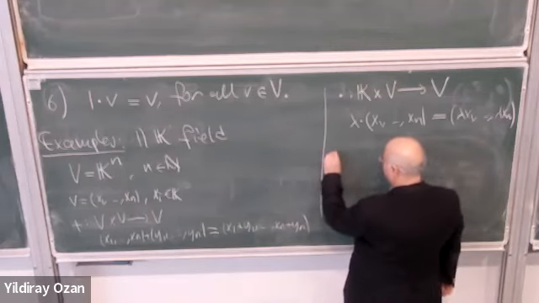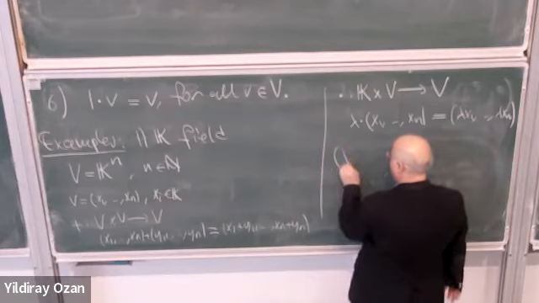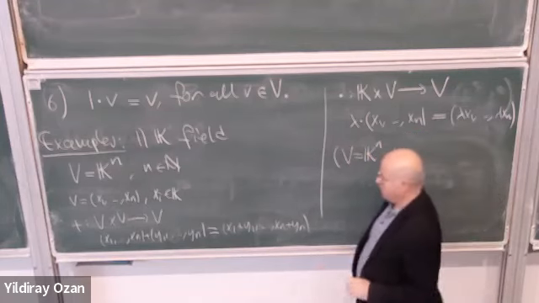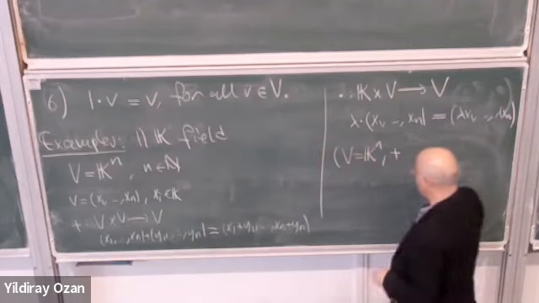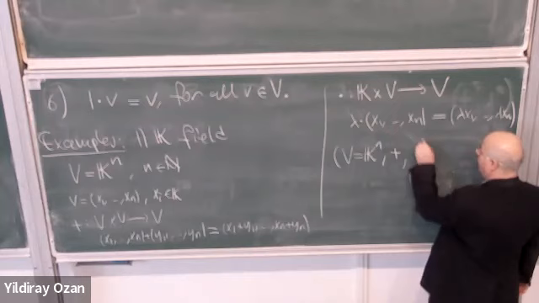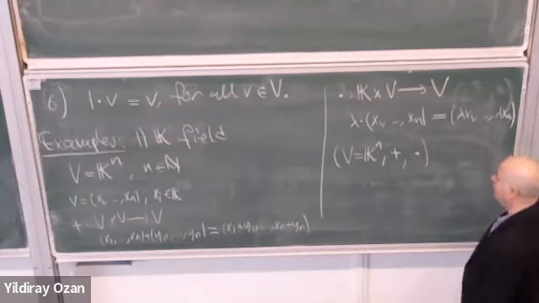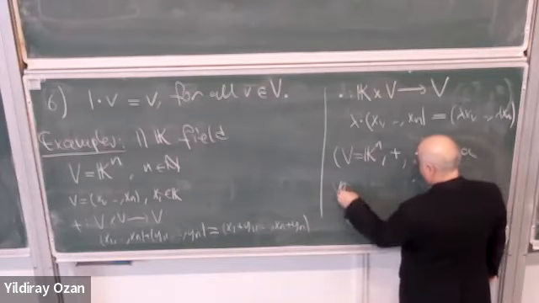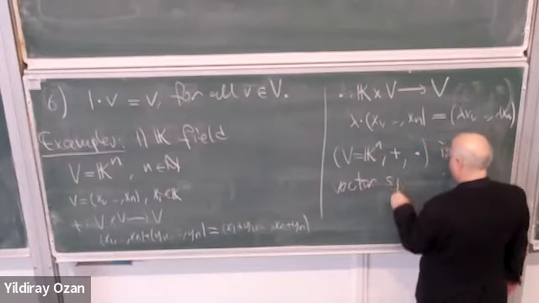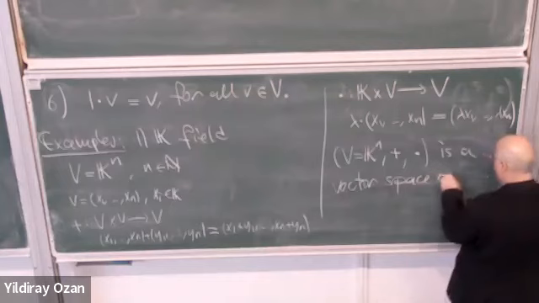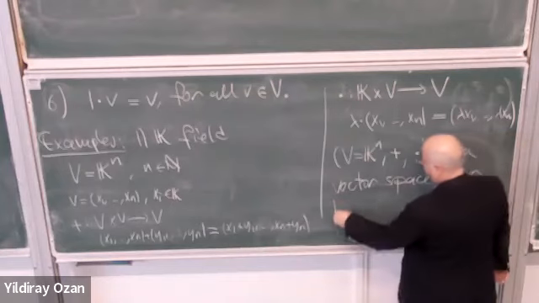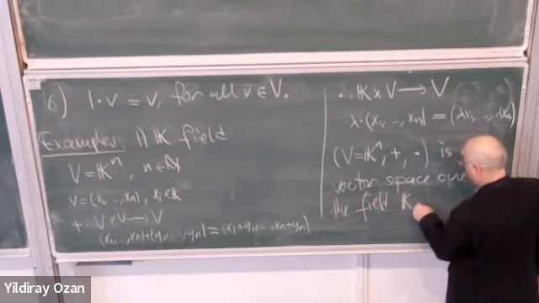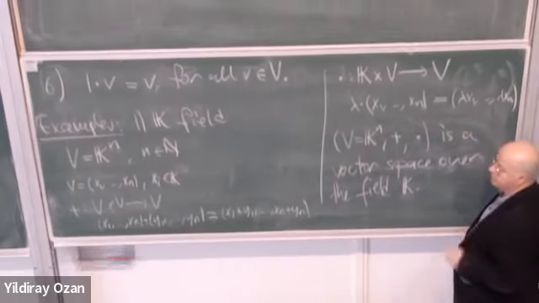So one may check that this V, which is K^n, together with this pointwise addition and this pointwise scalar multiplication is a vector space over the field K.